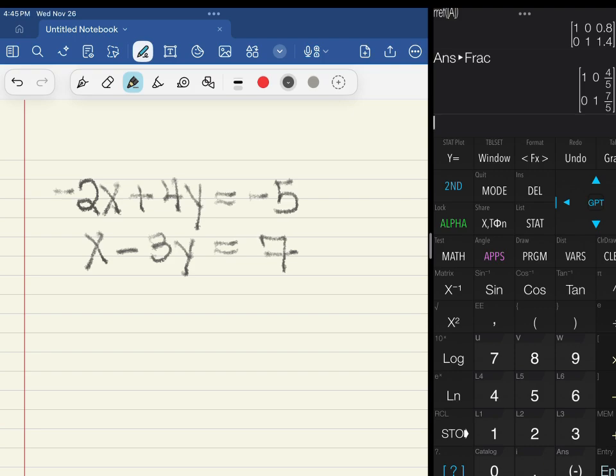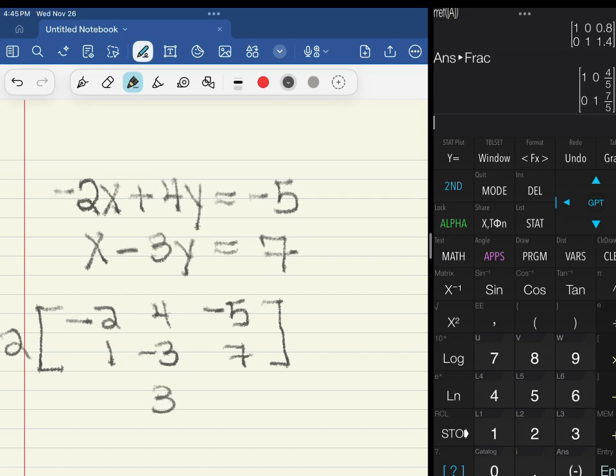So let me make my matrix. That's the pattern that I'm doing here. I got to make my matrix. So that's -2, 1, 4, -3, -5, 7. So this is my matrix. What size is the matrix? It's a 2 by 3. I got to remember all that from my calculator.